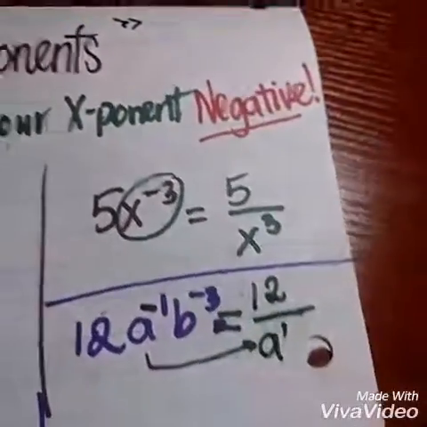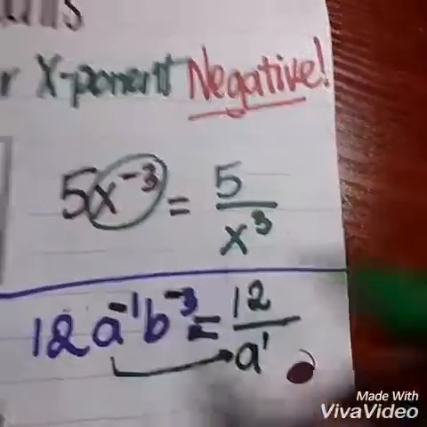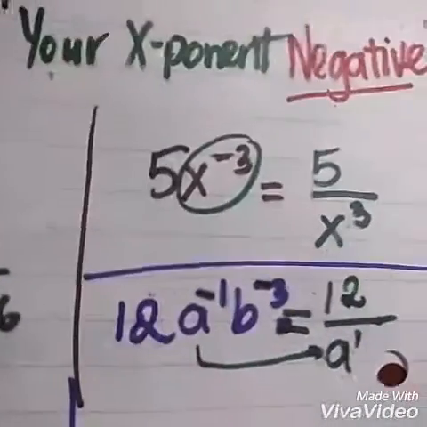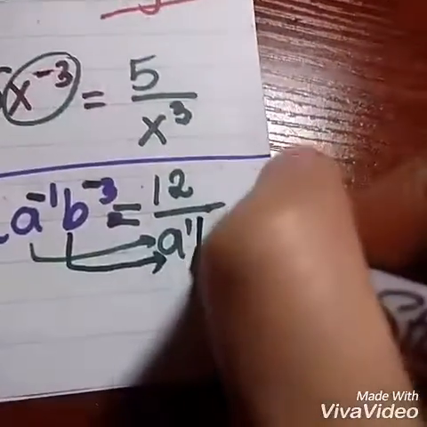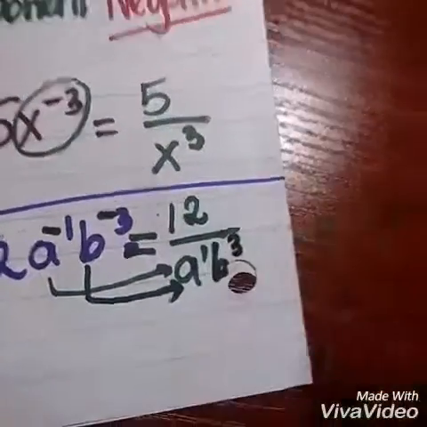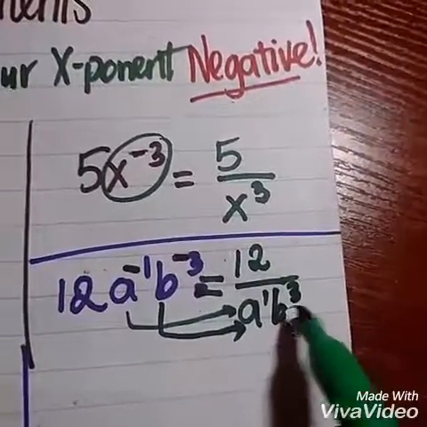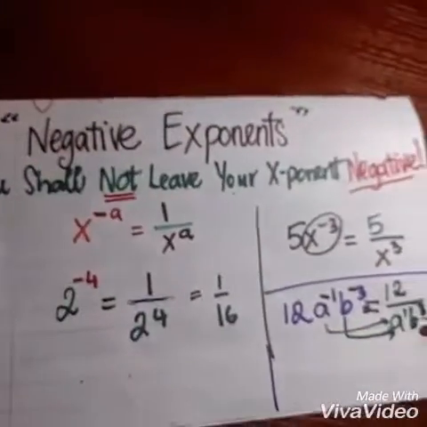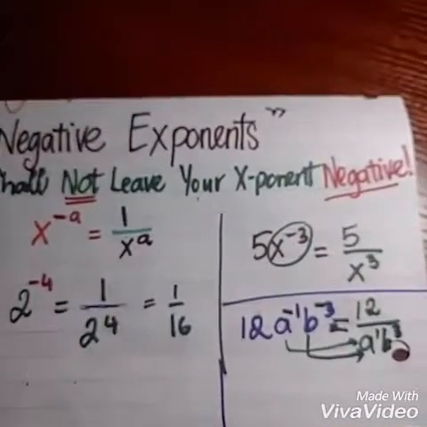Now, let's talk about b. b to the negative 3. Does it stay or does it move? Oh no, it has a negative exponent, which means it's gotta move. So where do I move it? Oh, same direction as a, right? Okay, so I'm going to move my b over here. The negative becomes positive 3. My final answer, 12 divided by a to the power of 1 and b to the power of 3. Boom. Everything positive.